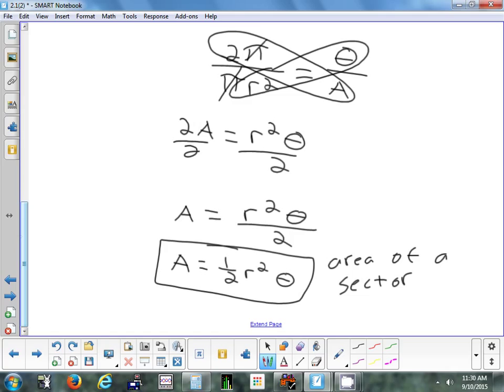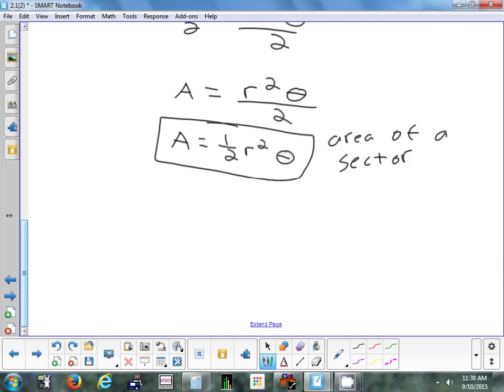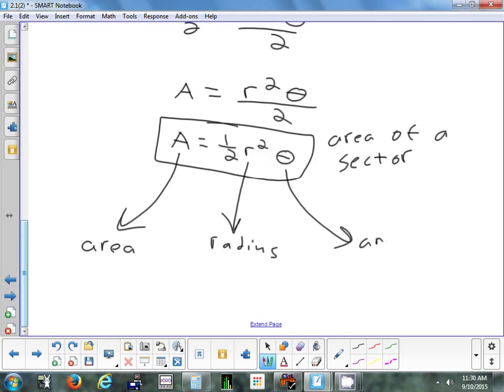That's the other formula from today that you need to know for the test. A equals 1/2 r squared theta. That's the area of a sector. What do you think A stands for? Yeah, A is area. R, that's my radius. Theta, that's my angle, and what do you think I've got to be careful with? Yeah, it's got to be in radians.